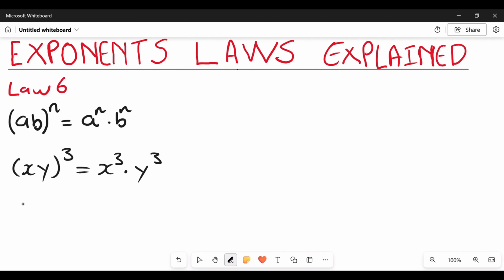Now let's make another example. Let's say inside the bracket, we have 2 multiplied by a to the power of 4 there. If you continue here, we know that this is going to be 2 to the power of 4 multiplied by a to the power of 4. People tend to forget to include this power on 2 there. So do not forget that. So if you continue, this is going to be 16a to the power of 4.